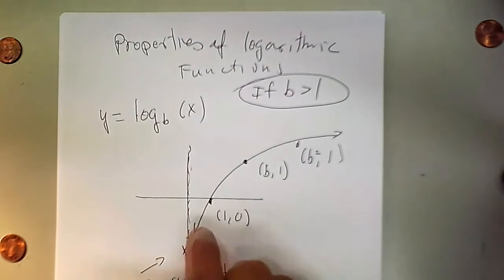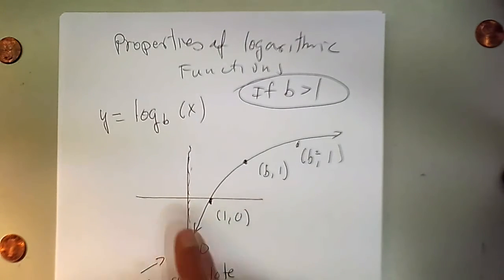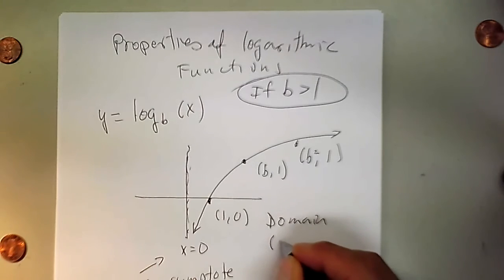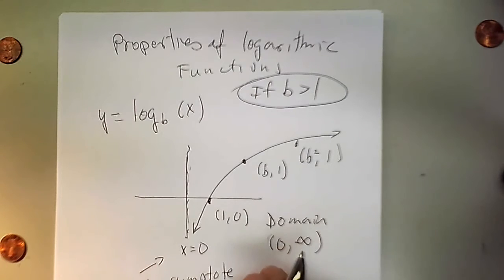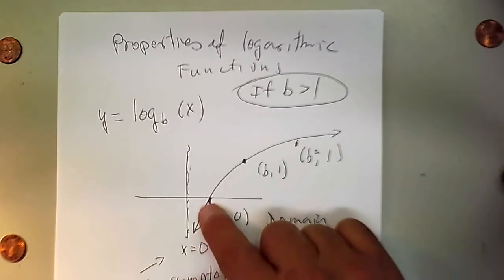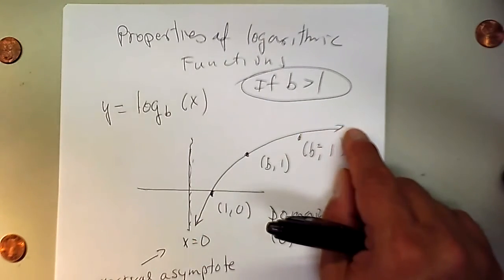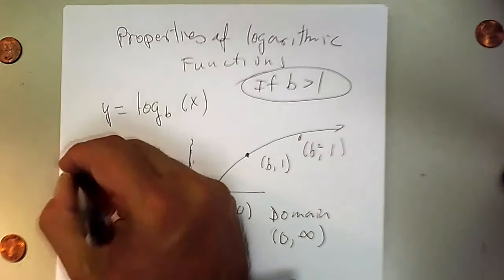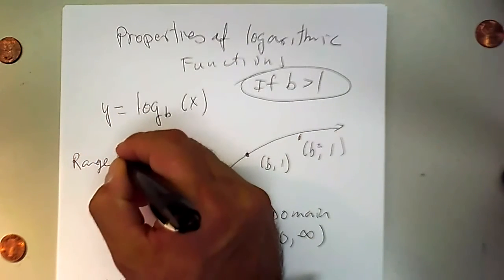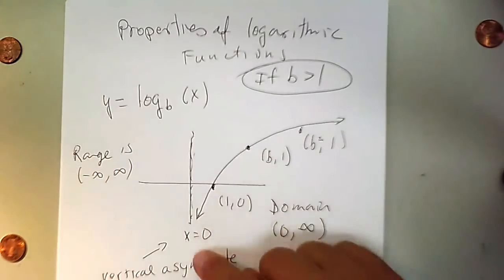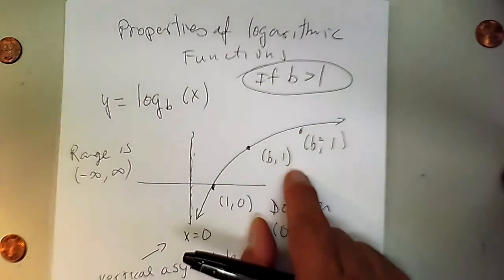The domain is going to go from 0 to infinity, excluding 0. So the domain is from 0, not including 0, to infinity. All of the numbers beyond 0, not 0. The range, well, this keeps going down forever, and this keeps going up ever so slowly, but still, nonetheless, always up. So the range is from negative infinity to infinity, as we keep going up.